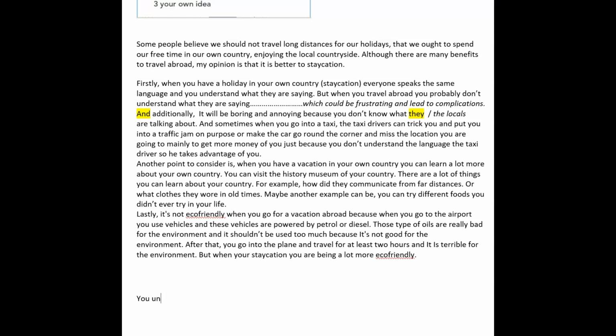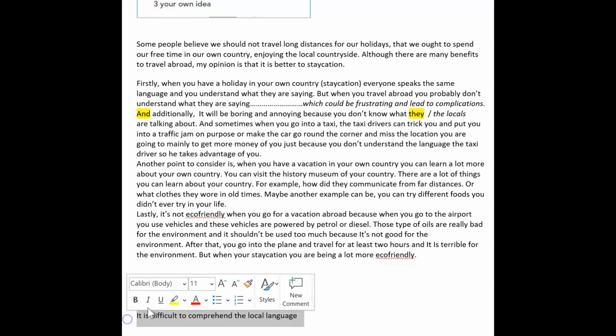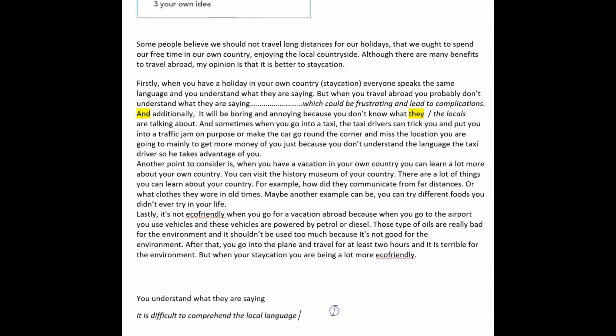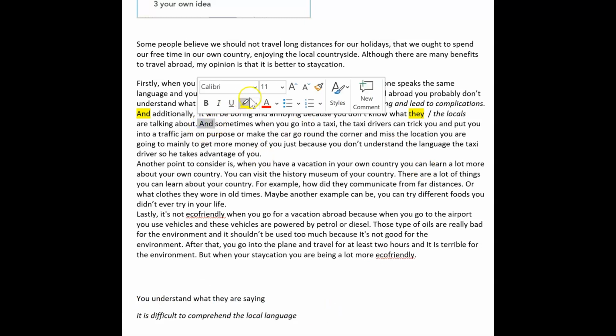you understand what they are saying, for example. So you need to transform that. So it is difficult to comprehend. So we're going to use a high level word, the local language. So we're using it, not you. This is much more sophisticated, much better quality. Okay. And so don't start with "and".